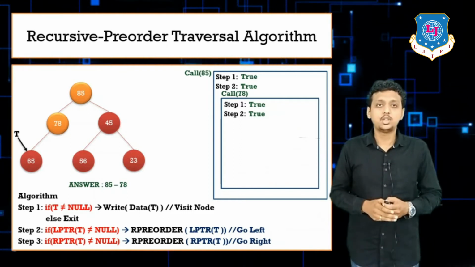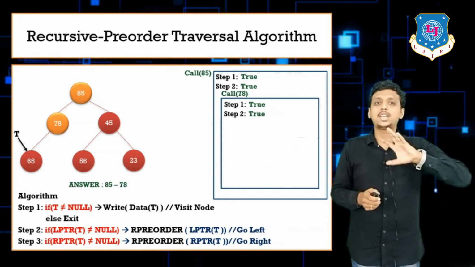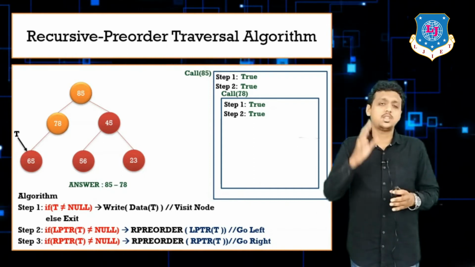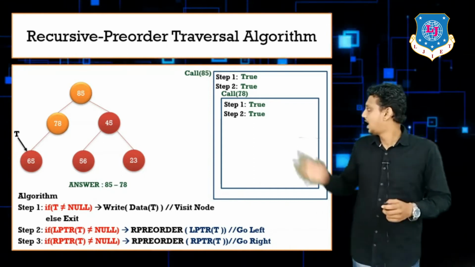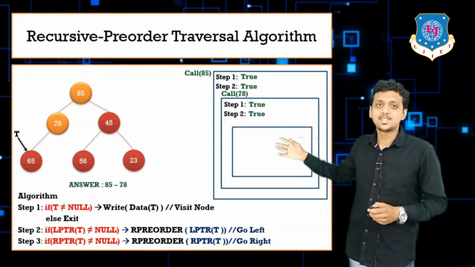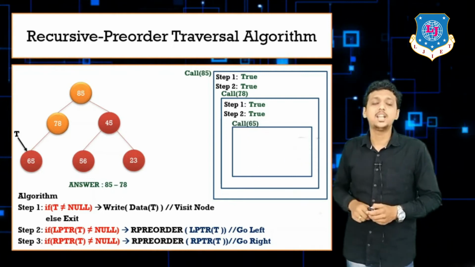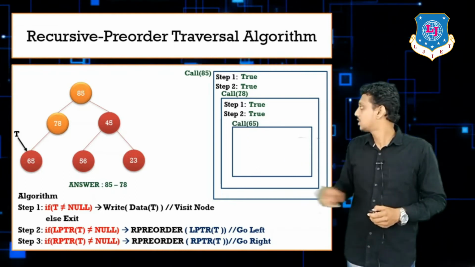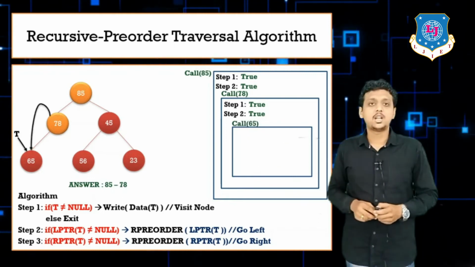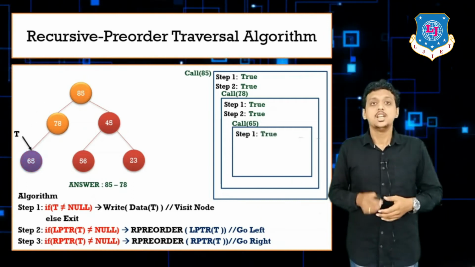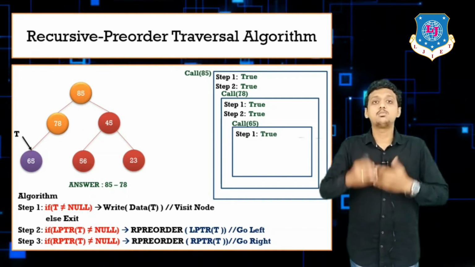Fine. So what we need to do, students, is call the function for 65 again. So here it is, preorder for 65. See this another box, the call for 65. This box represents the call for 65. Okay, so step number 1 becomes true. My t pointer has now moved towards 65. So step number 1 becomes true.